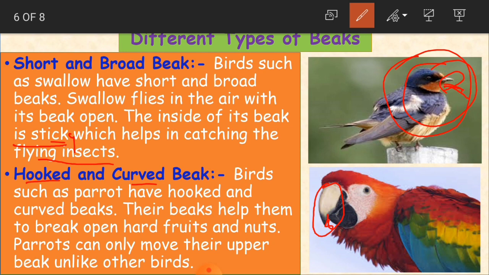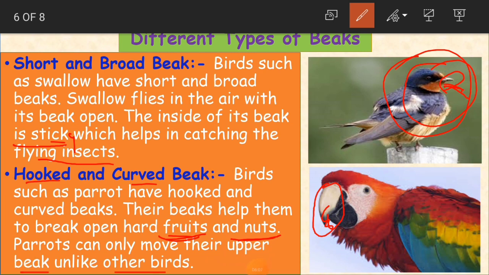So normally, children, what do parrots eat? Mostly they eat fruits and nuts. Because of this curved and hooked shaped beak, what happens? It can break the fruit, and it can break the nuts. It can open the fruits, children, and it can break the nuts and open them, and take them as food. And parrots can only move their upper beak, unlike other birds.